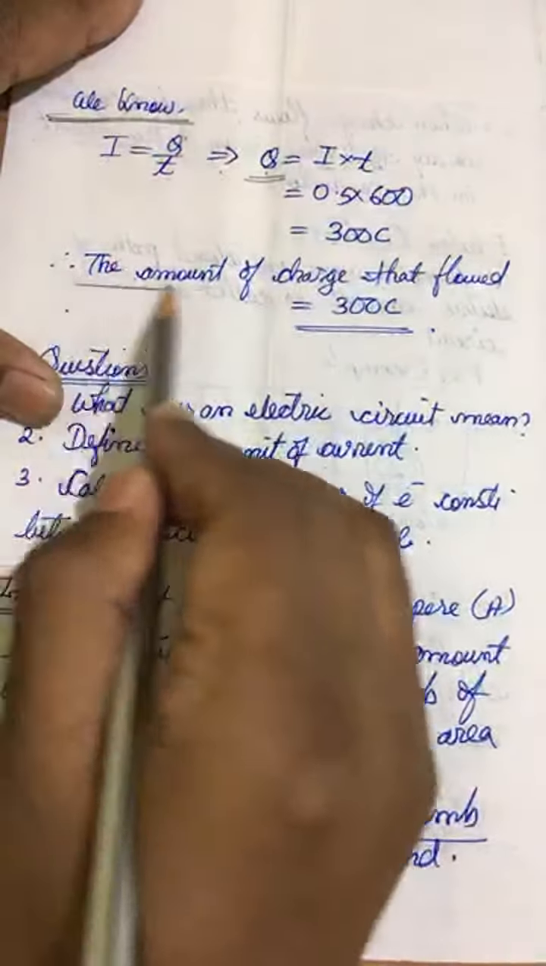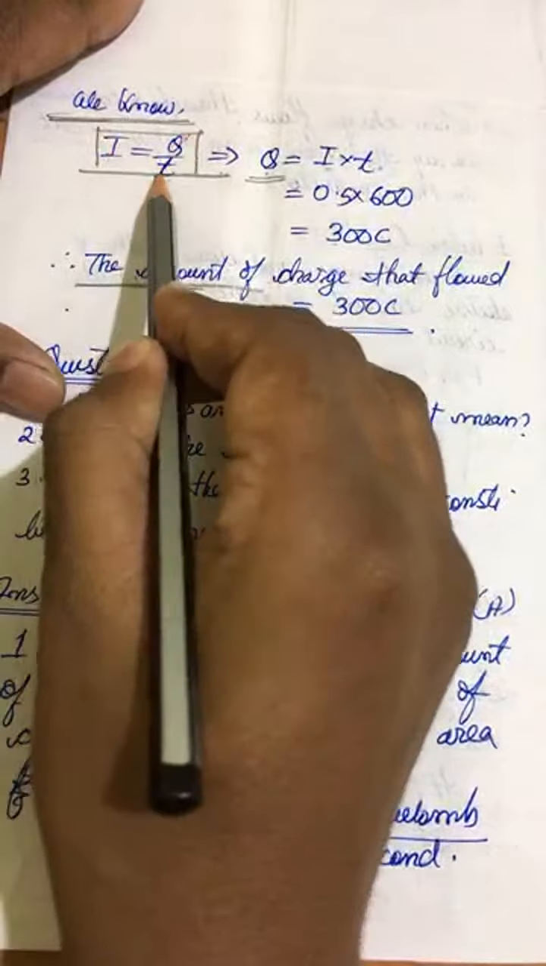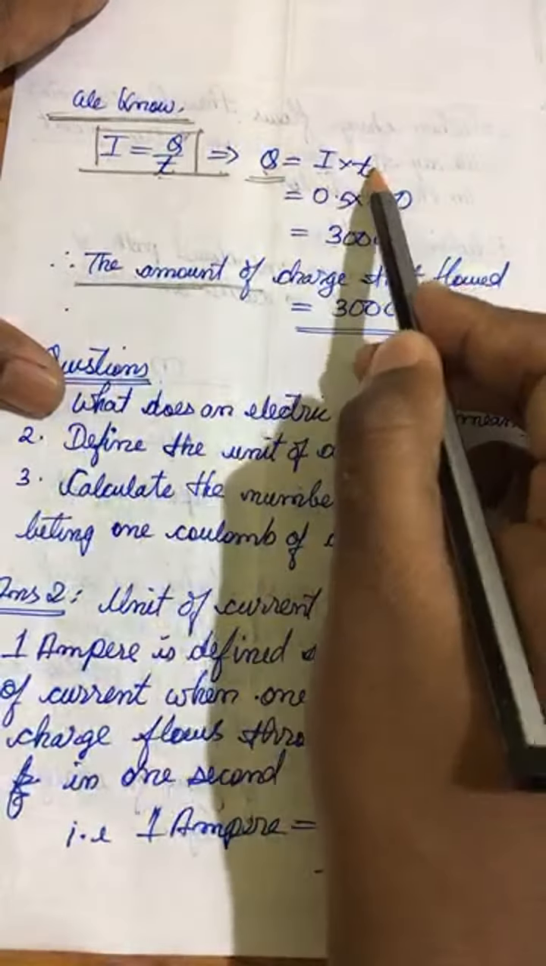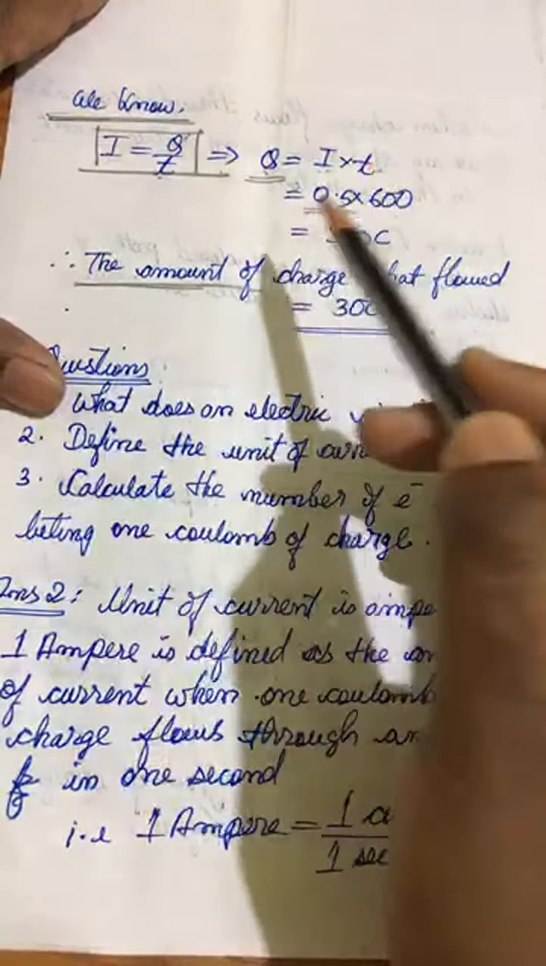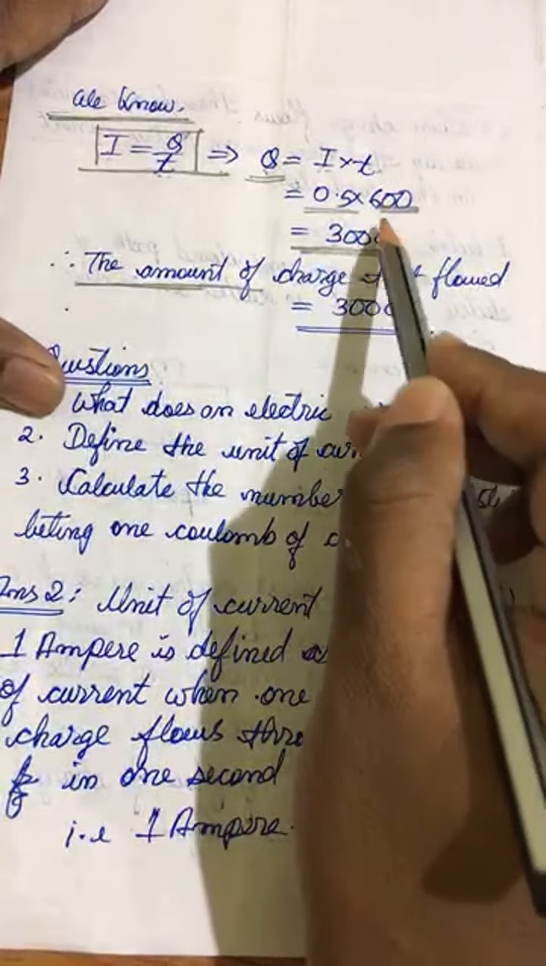So the formula we are going to use is I is equal to Q by T, where Q is equal to I into T. So I is given as 0.5 and T is 600. So we get 300 Coulomb.